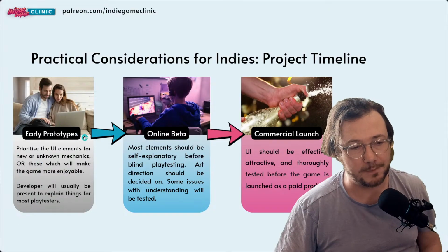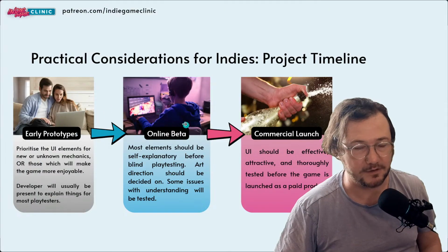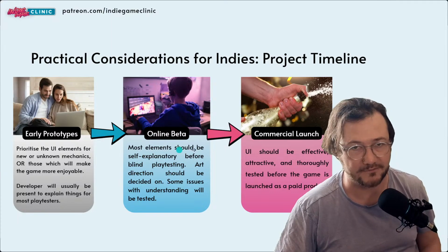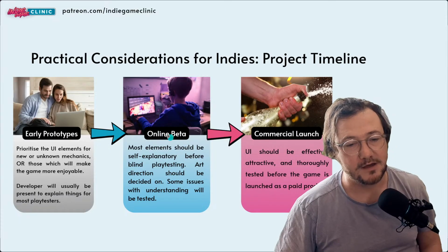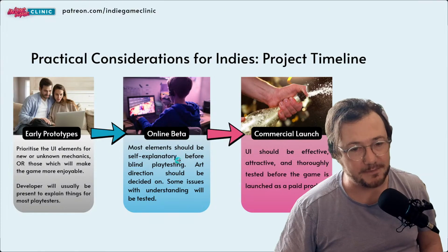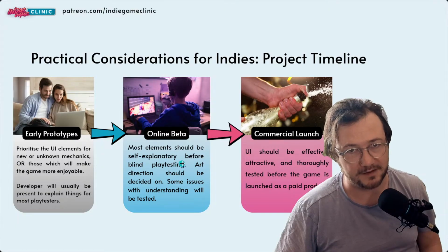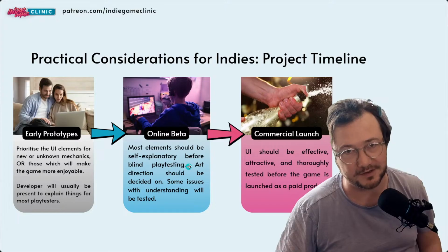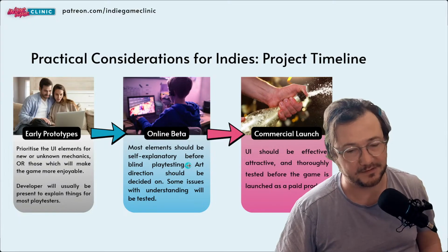Now, when your early prototype goes to an online beta, and let's say you set up an itch page and give out a free version of the game to start getting feedback and find out what people like, this is a stage where your interface doesn't need to be absolutely beautiful. It doesn't need to be the most beautiful thing in the world, but the game does need to be self-explanatory. When we go into what I'd call blind playtesting, where the game is being played and the designer is not there to explain it, then the game needs to be self-explanatory.